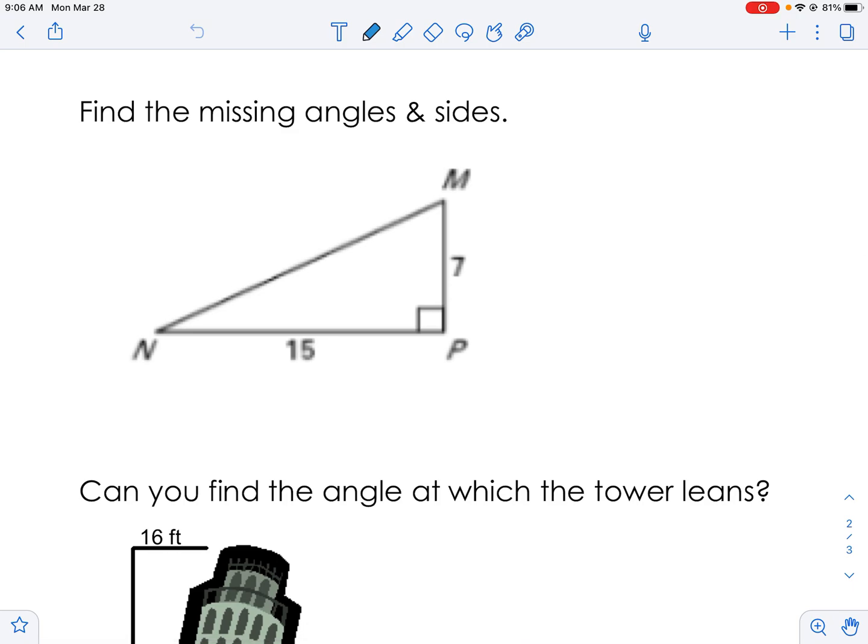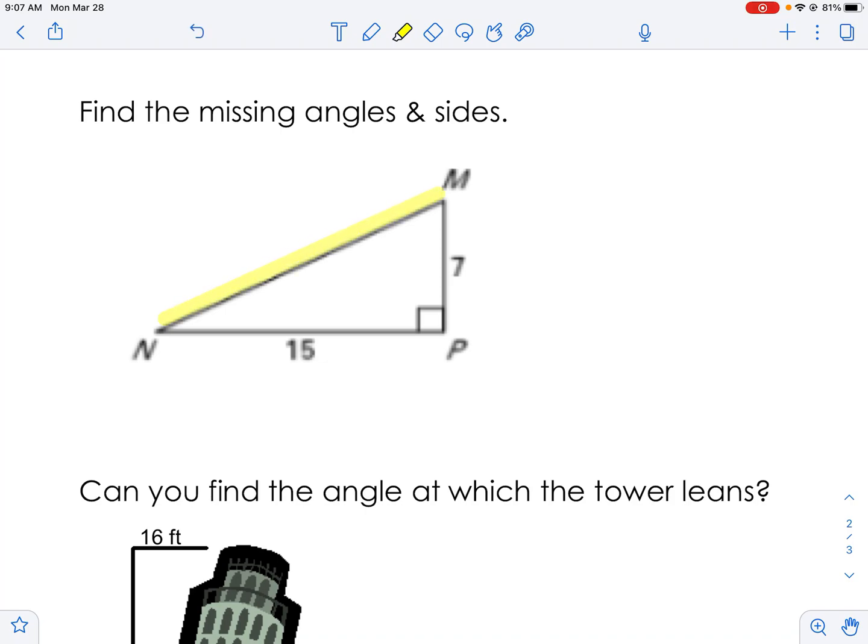And we're back to look at some trig problems. If I look at this first problem, it just says find the missing angles and sides. So I'm missing this hypotenuse right here. I don't know the value of that. And then I'm missing both of these acute angles right here. So I like to work my way outside in.